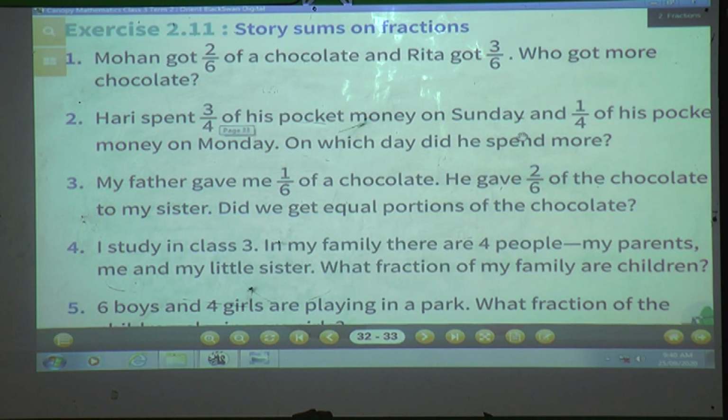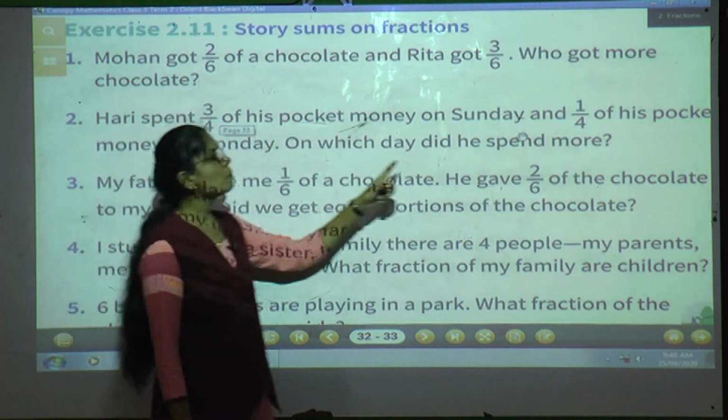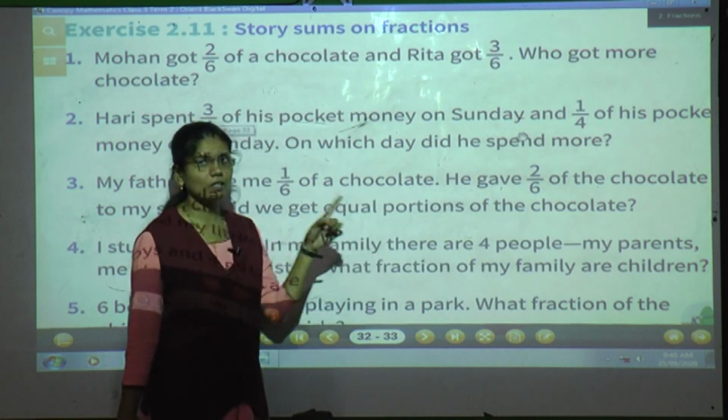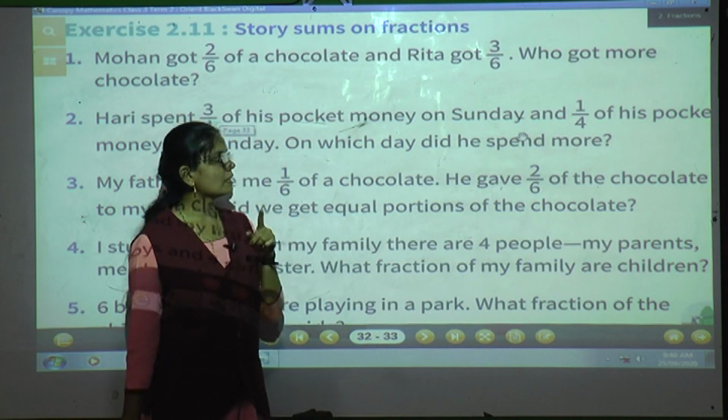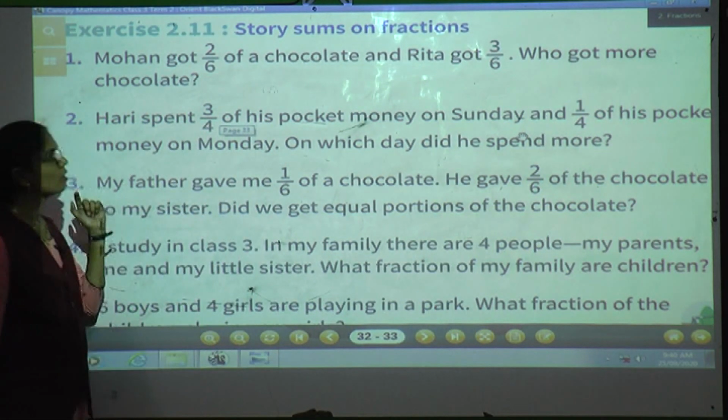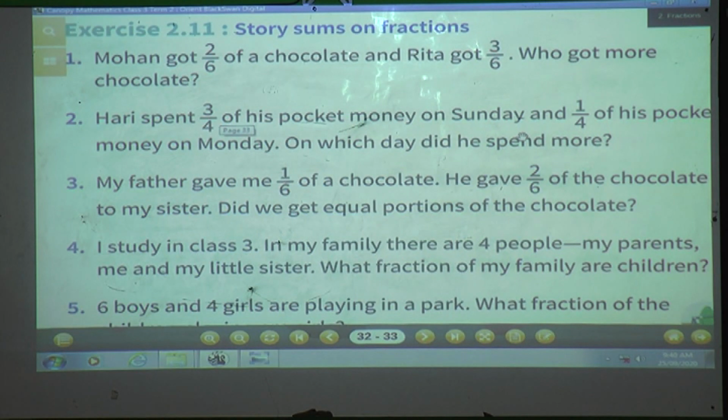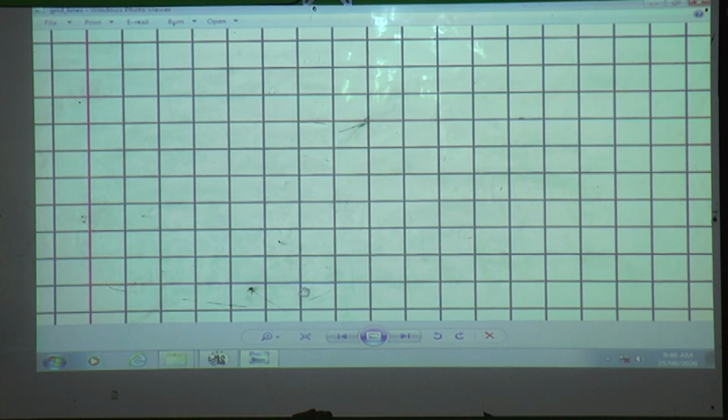On Sunday, he spent 3 by 4. And on Monday, he spent 1 by 4. Then the question is, on which day did he spend more? What is the question? On which day did he spend more? See, on Sunday he spent 3 by 4 and on Monday he spent 1 by 4. Now we'll see on which day he spent more money. So what will we write here?